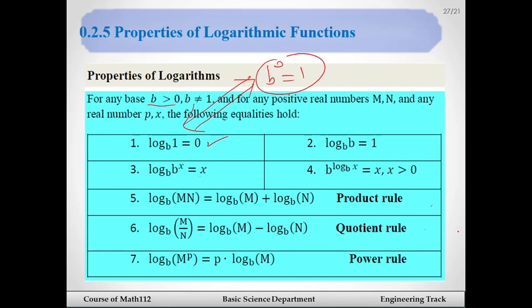And here we have some more things. This log base b of m times n is equal to log base b of m plus log base b of n. Now, this is the product rule, so it's coming from here.